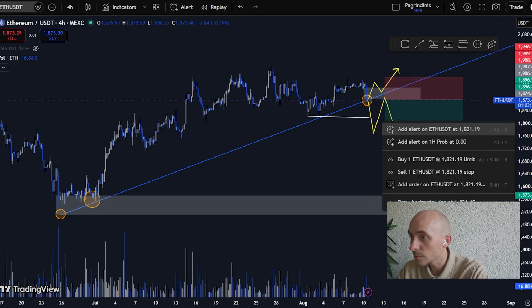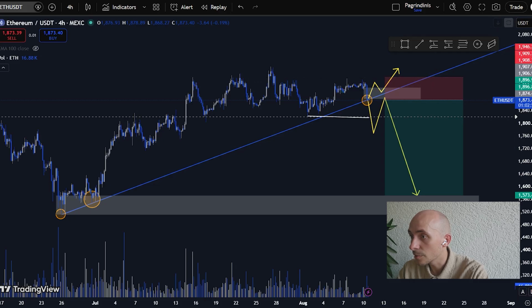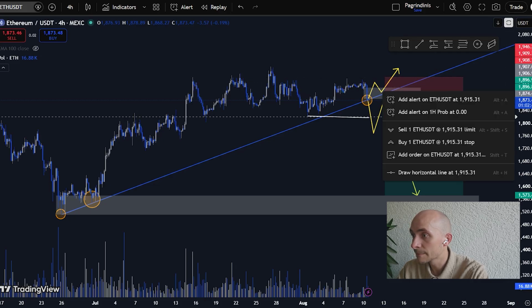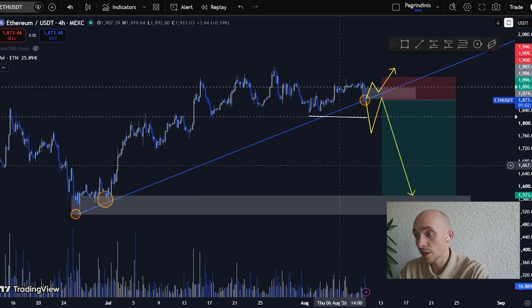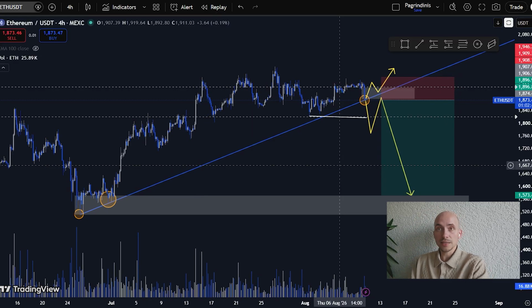I'm gonna put my alerts here, above the fair value gap. Maybe I'm gonna find a trade, but that's the basics. You're looking at the 4-hour time frame, you're looking for the trend lines here, and after that you go to the lower time frame, which is going to be 15 minutes, 5 minutes, and you draw trend lines there. And if you get a confirmation, you can enter the trades.